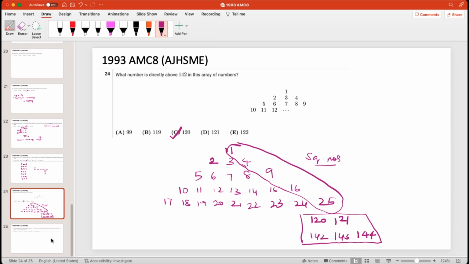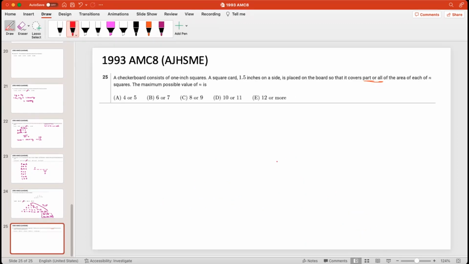Going to the next question. Question number 25. A checkerboard consists of 1 inch squares. We don't know how many squares, we can assume, but a square card 1.5 inches on a side is placed on the board so that it covers part or all of the area of each of the n squares. The maximum possible value of n is. So with a 1.5-inch square, how many smaller squares can we cover? That's the question. So let me draw this.